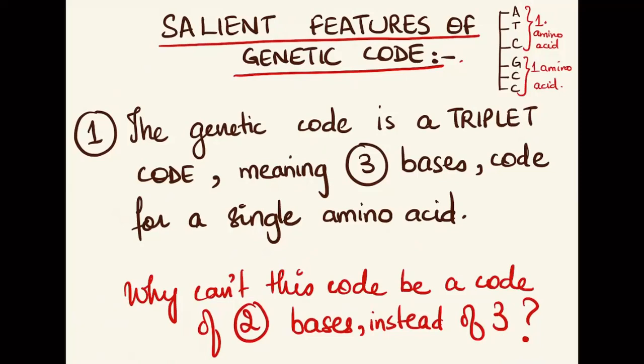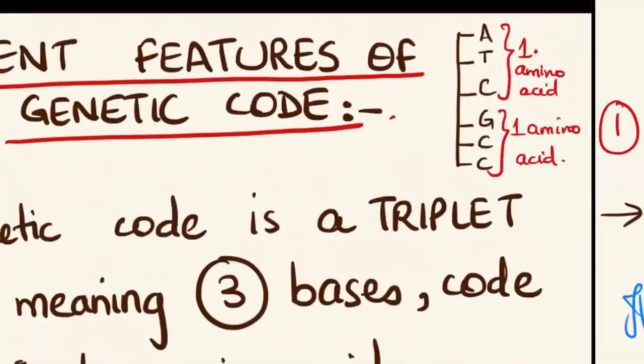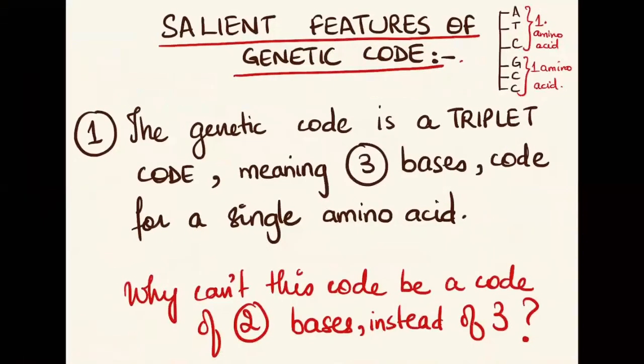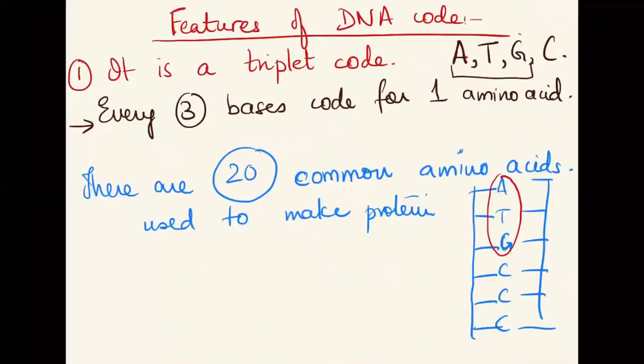Second, every living organism except viruses, a triplet of bases codes for a single amino acid. Okay? In every living organism, to give you an example, ATC is representing 1 amino acid. GCC is representing 1 amino acid. That's a fixed rule. Okay? So, our DNA code is a triplet code.